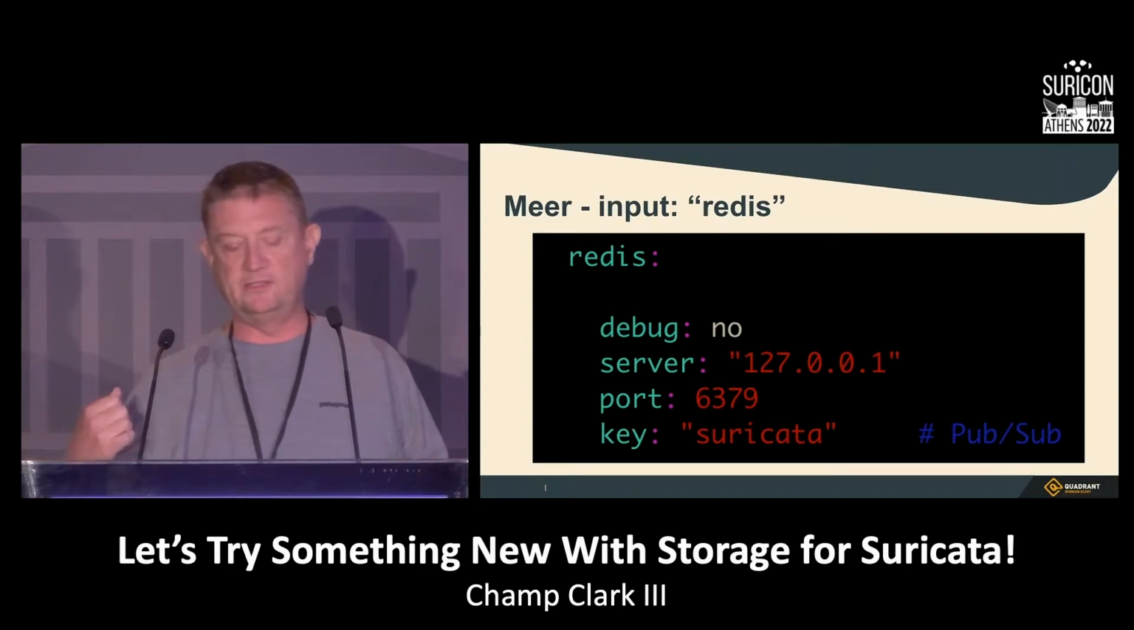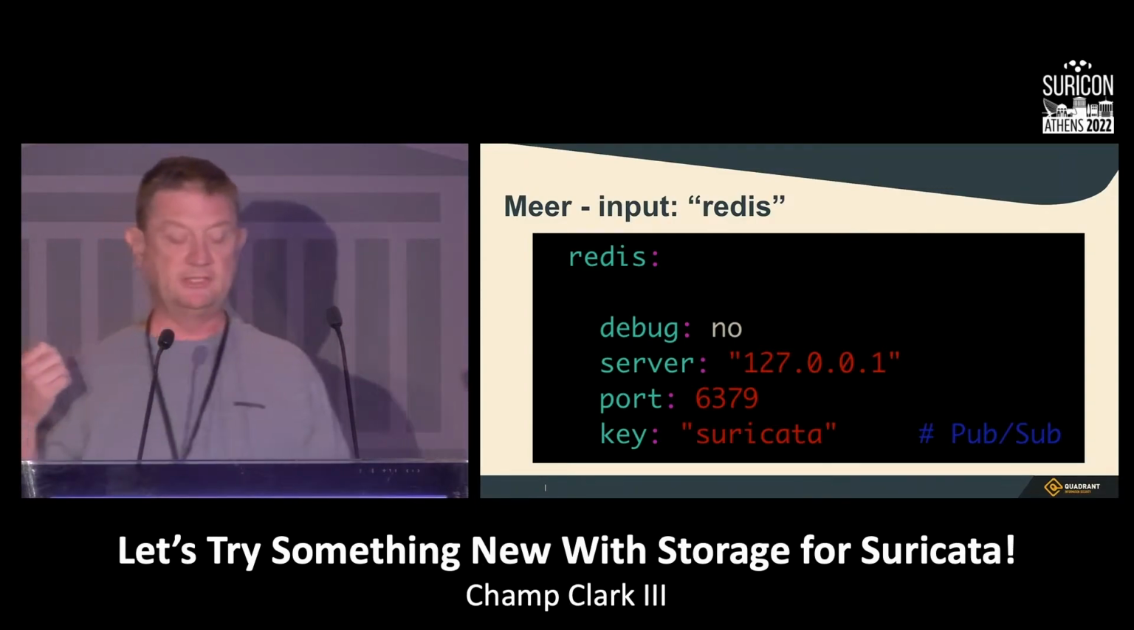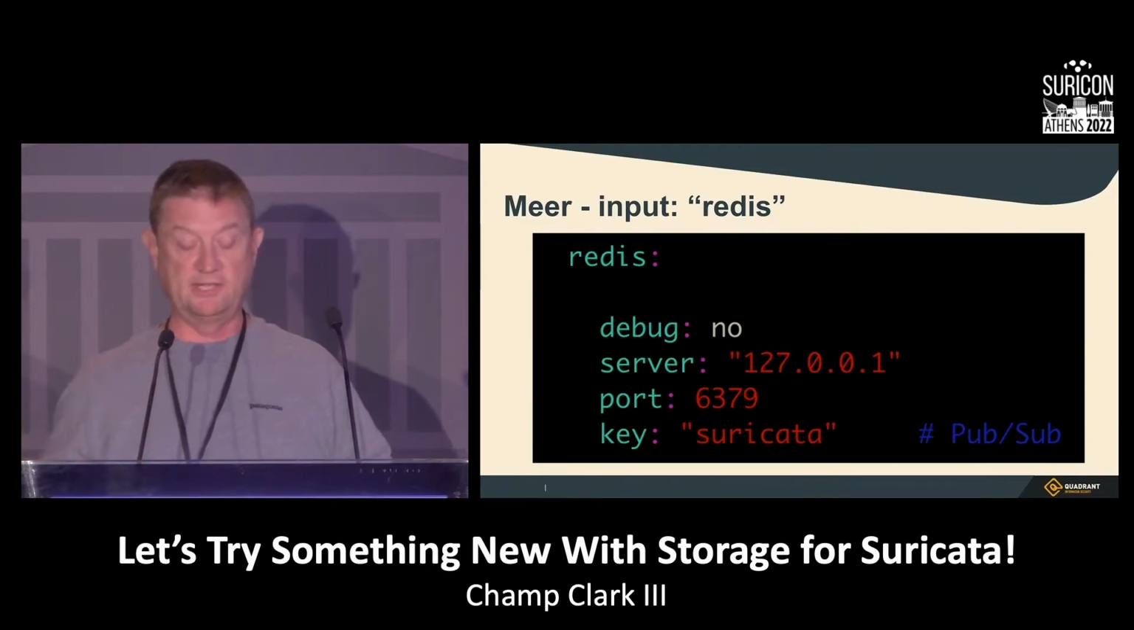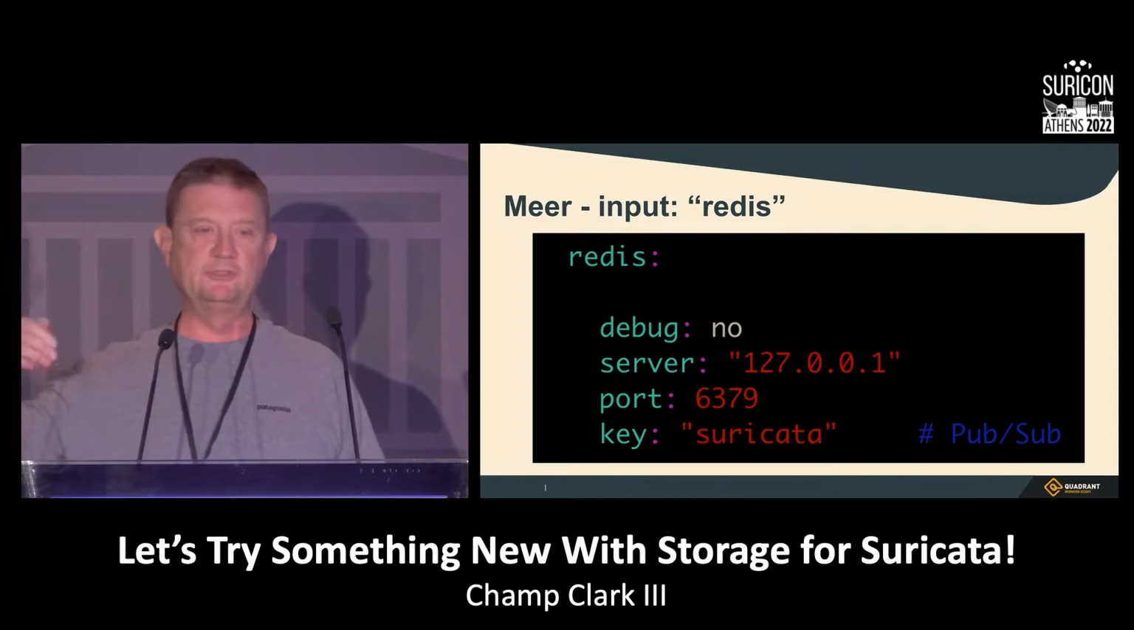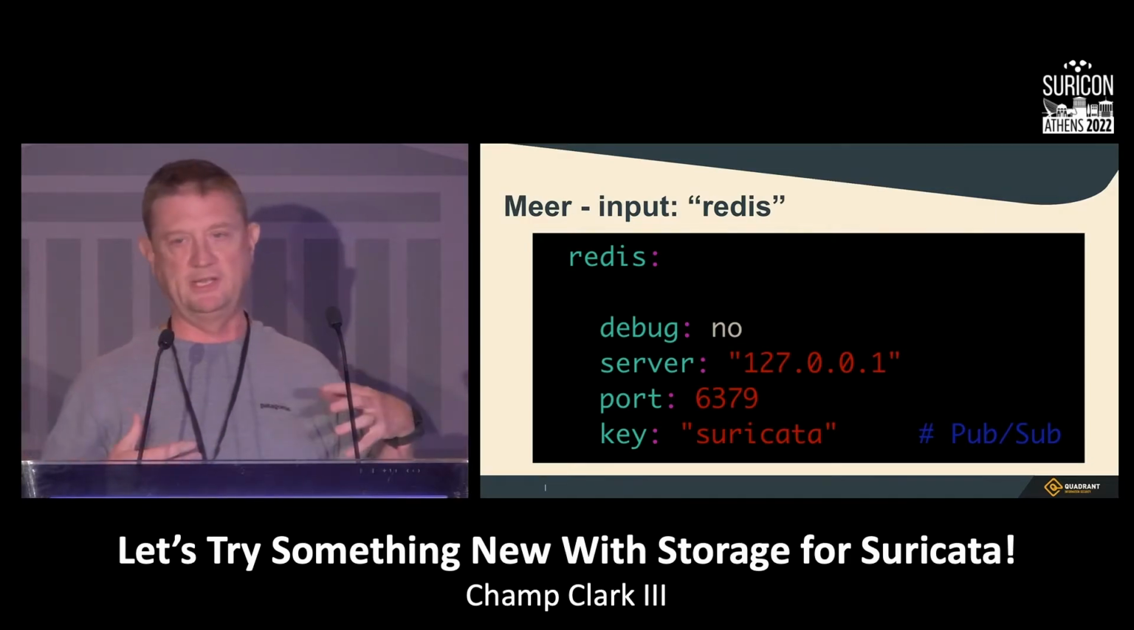Or you can tell it to also read in the information from Redis. In this particular case, we're just reading in from a pub sub of Suricata from Redis. So the data, as it gets written from Suricata into Redis, we just pick it up on the other side, okay?